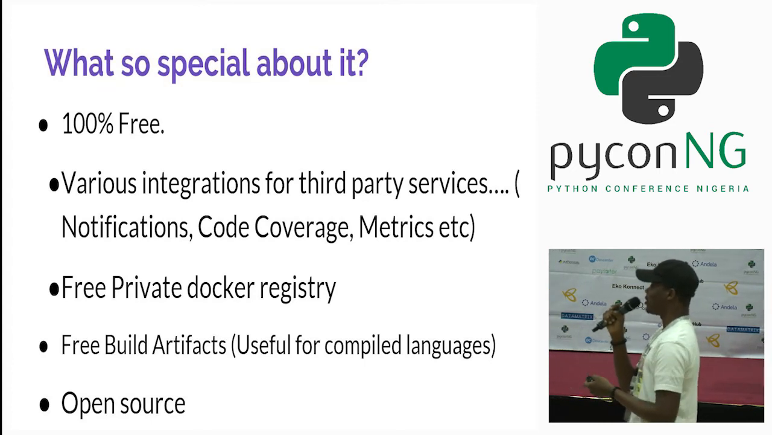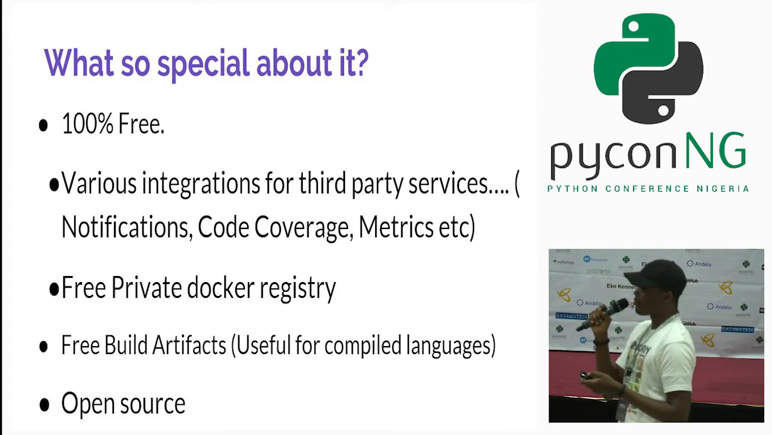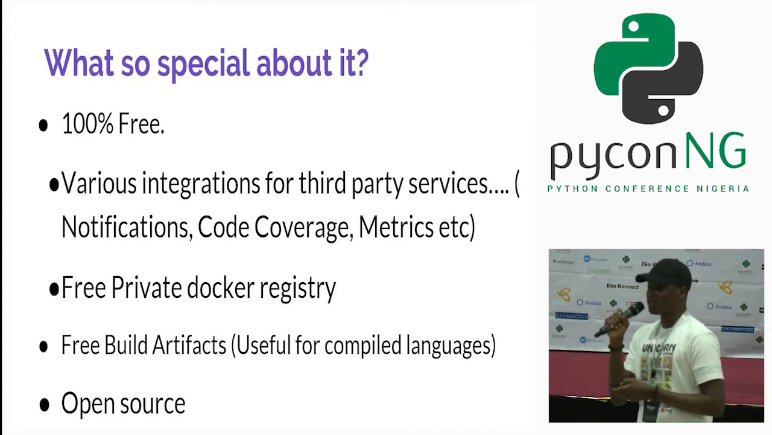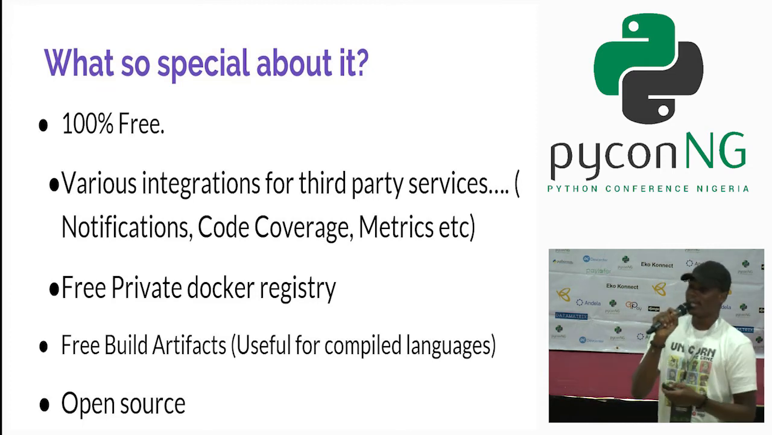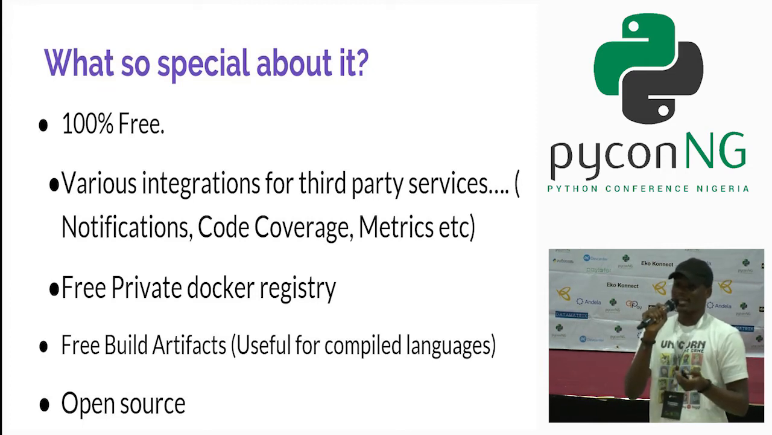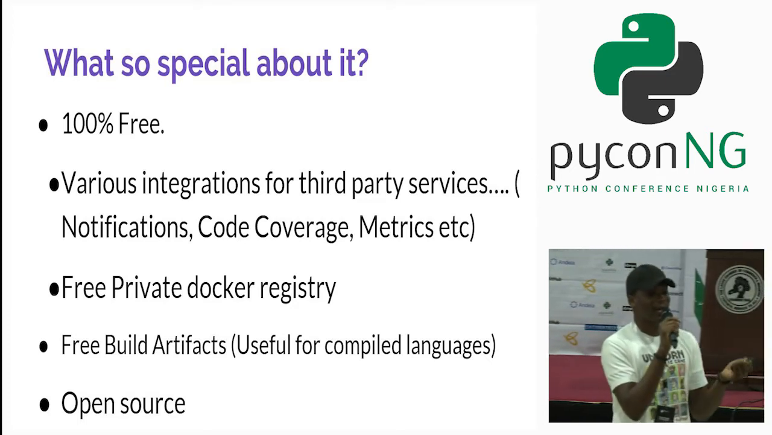Then also, if you use Docker, GitLab CI provides you with a free private Docker registry to build and store your images. That's images for your application. I think Docker Hub is like the Facebook of Docker. Everything about Docker happens on Docker Hub.